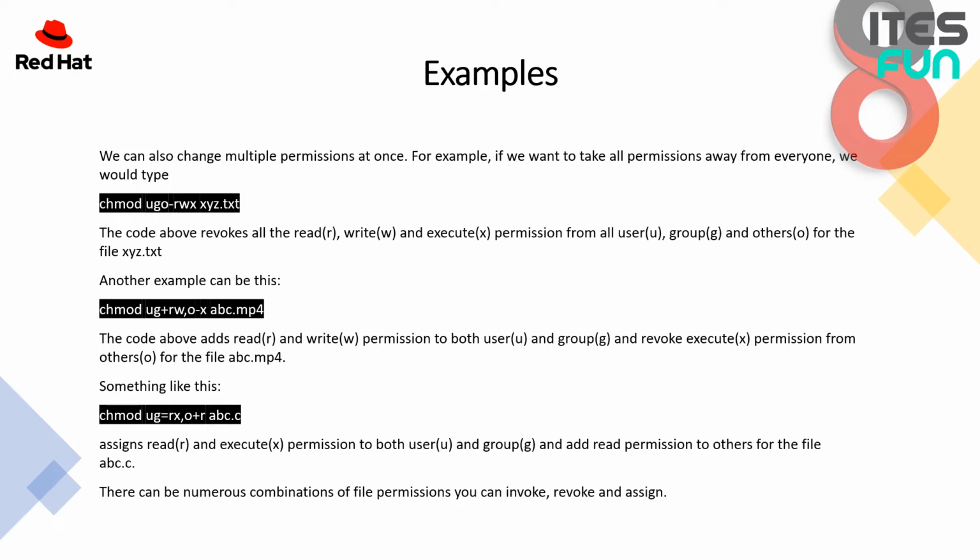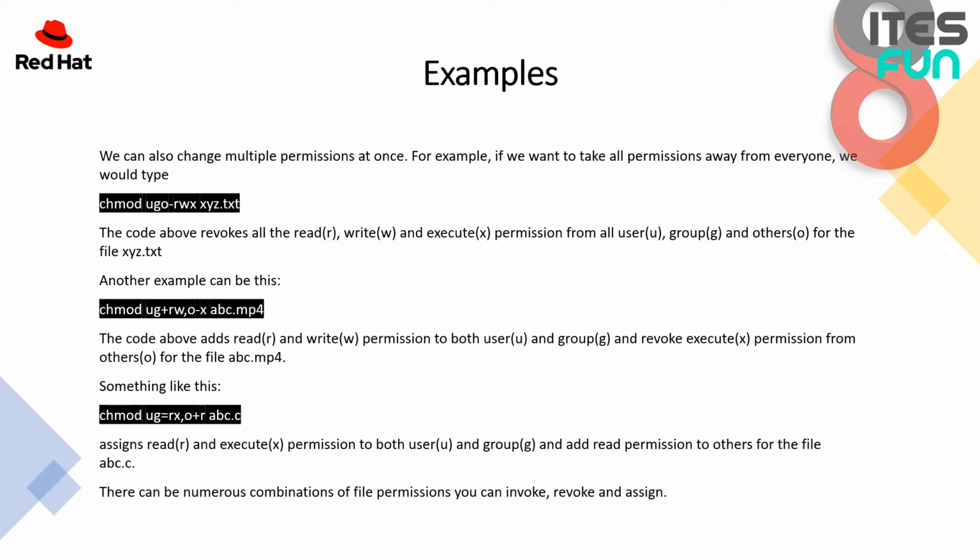xyz.txt. Another example can be chmod ug plus rw, meaning read and write, and the second thing is o minus x, where we are removing the execute permission from others for the file abc.mp4. The code above adds read and write permission to both user and group, and revokes execute permission from others for the file abc.mp4.